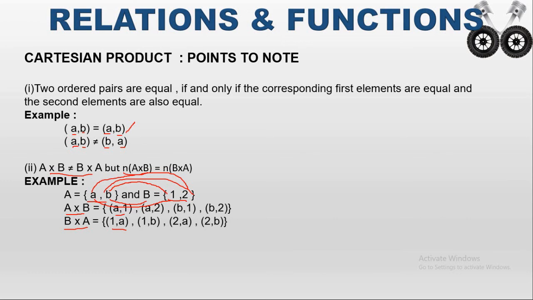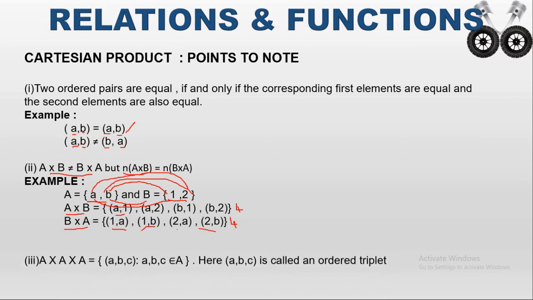So what is the second condition given? Number of elements in A cross B equals number of elements in B cross A. How many elements are there in A cross B? 1, 2, 3, 4. So 4 elements are presented here. Right. How many elements are in B cross A? 1, 2, 3, 4. So that is also 4. So the number of elements in A cross B equals the number of elements in B cross A.